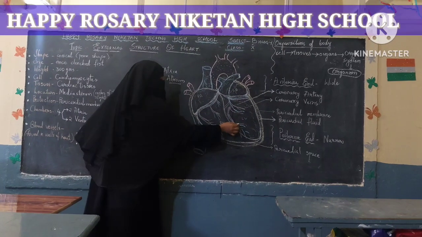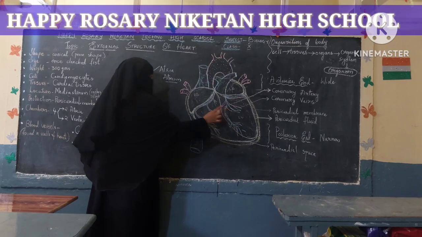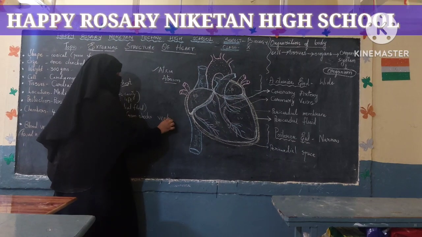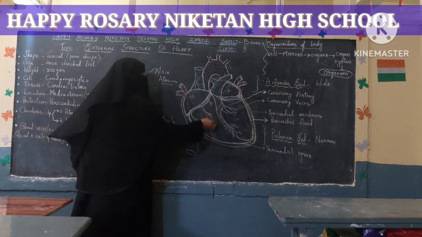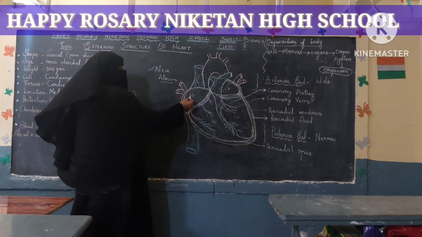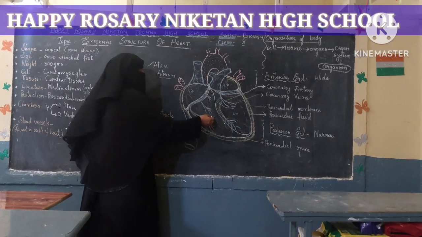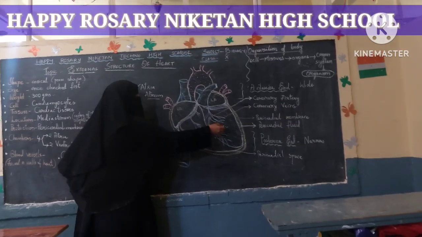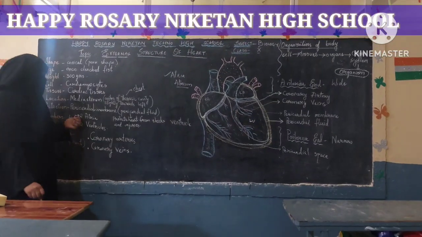Similarly, there are 2 ventricles. What are the ventricles? Right ventricle as well as left ventricle. So upper side 2 atria, lower side 2 ventricles. Right side is the right atrium, left side is the left atrium. Similarly, lower right is the right ventricle, lower left is the left ventricle. So these are the 4 chambers of the heart.